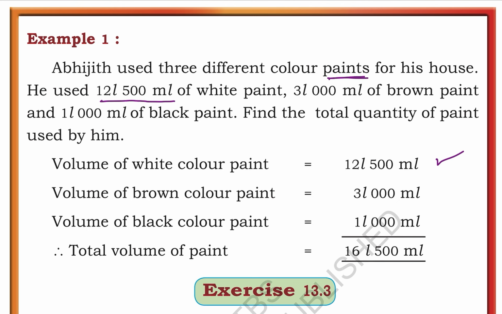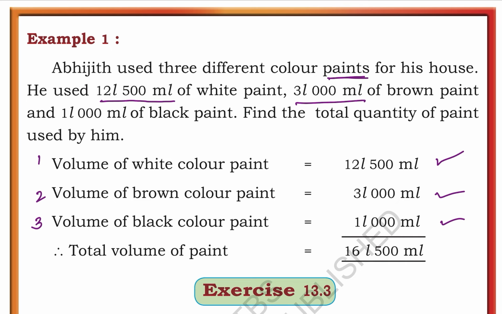Of white paint. What is the volume of white paint? 12 liter 500 milliliter. Then brown paint, 3 liter 0 milliliter. Write it down. And then black paint, 1 liter 0 milliliter. Write it down. 1, 2, 3. 3 colors of paint Abhijit used to paint his house.